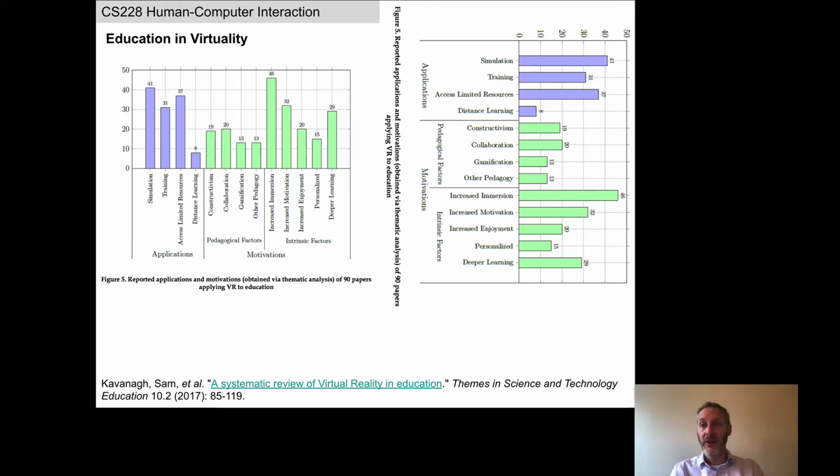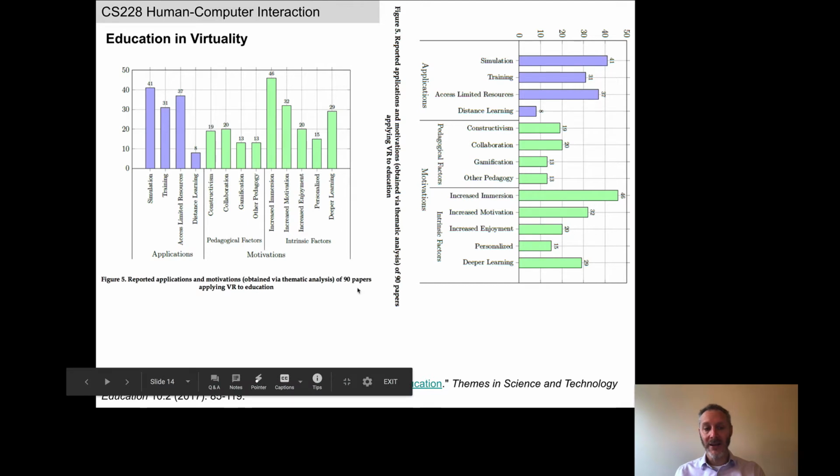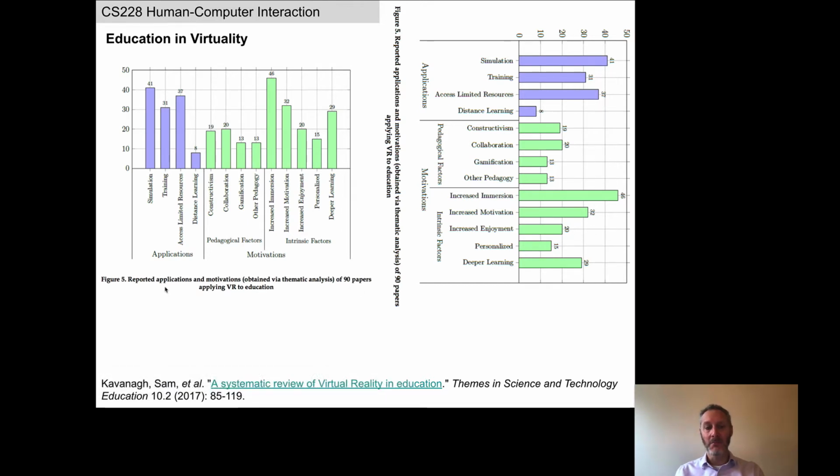In this first figure that I've extracted from the paper, they looked at 90 papers in total, and in those 90 papers there was some mention of applications or motivations. So where was VR applied and why was VR applied in that particular education setting?